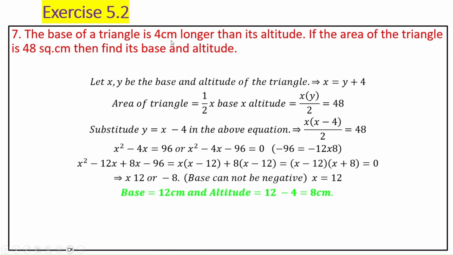the base of the triangle is 4 centimeters longer than its altitude. If the area of the triangle is 48 square centimeters, find its base and altitude. Okay. Let x, y be the base and altitude of the triangle. So x equal to y plus 4. The base is 4 centimeters longer than its altitude. Okay. Now the area of the triangle is half into base into altitude, that is xy by 2, which is 48.